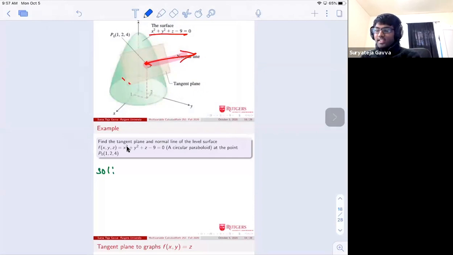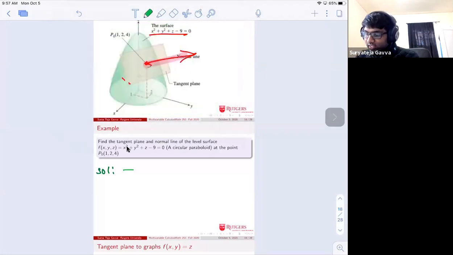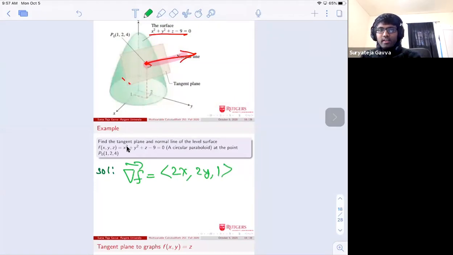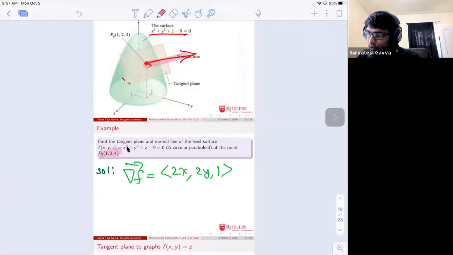Okay, as I said, the information is that the gradient vector is perpendicular to the tangent plane. So first compute the gradient vector. Can you tell me what the gradient vector is? F is x squared plus y squared plus z minus 9. So the gradient vector is (2x, 2y, 1). If I substitute x, y, z equals 1, 2, 4, you'll see this is equal to (2, 4, 1). So that's the gradient vector.